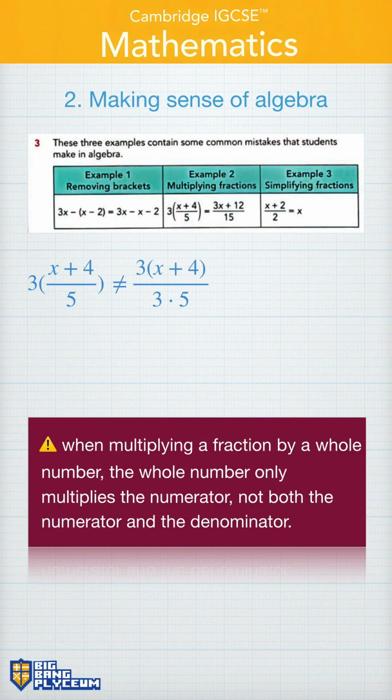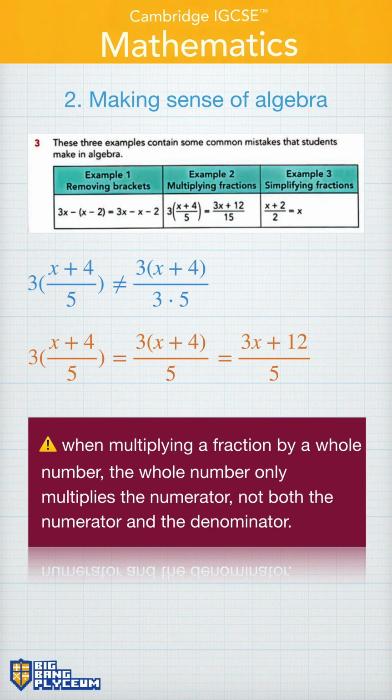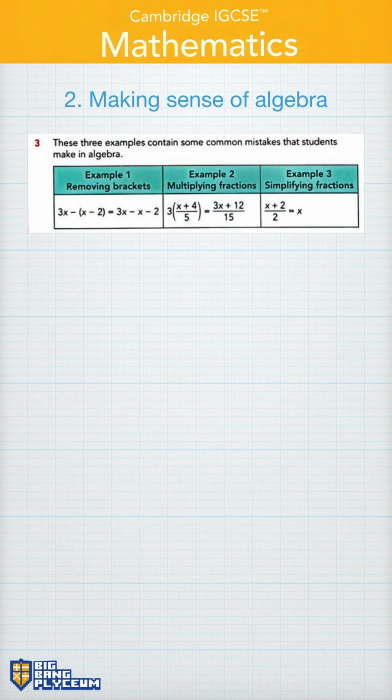So the wrong one was 3 multiplied by bracket x plus 4 over 3 multiplied by 5, which is not acceptable, okay? So what you have to do is to multiply only the numerator, all right? And after simplification, it's going to be 3x plus 12 over 5, and this is correct. All right, let's move on to example 3.